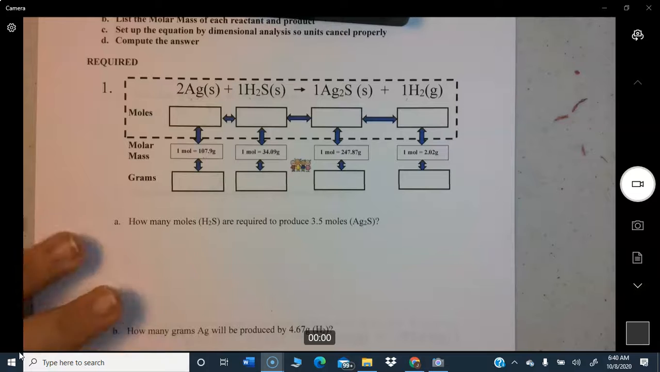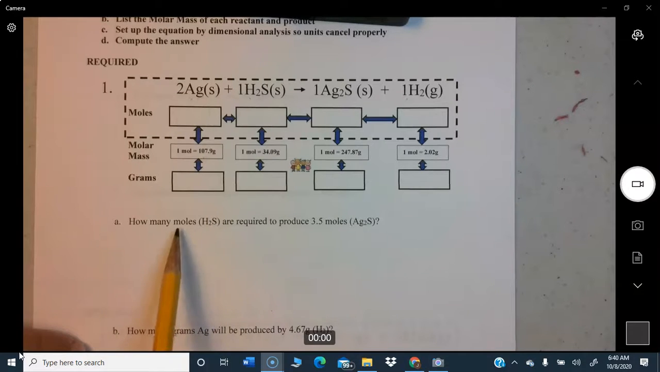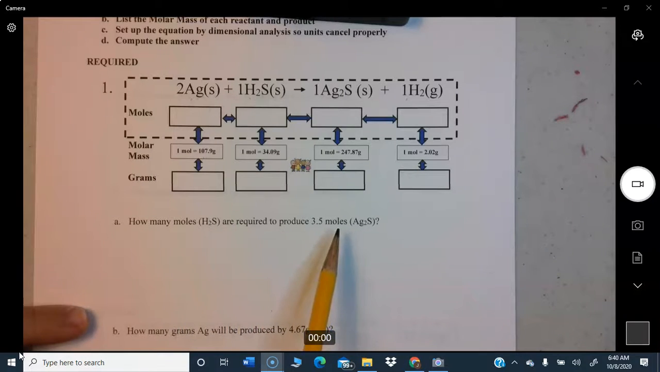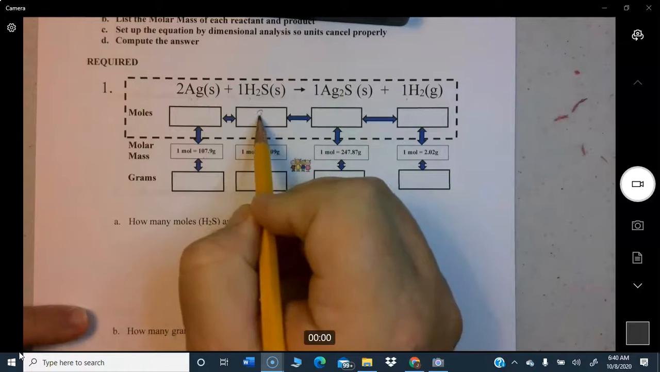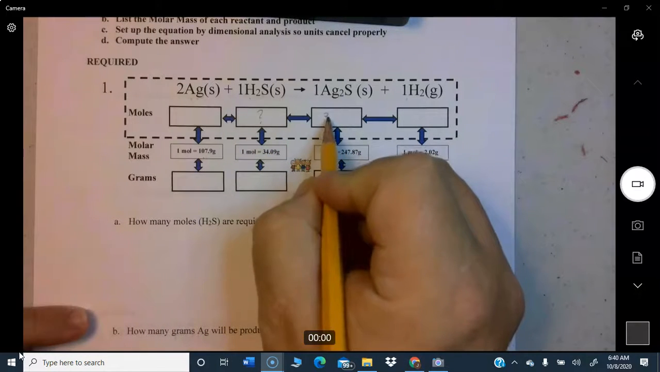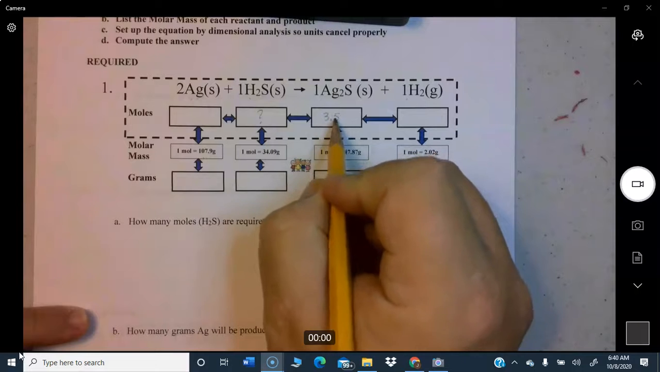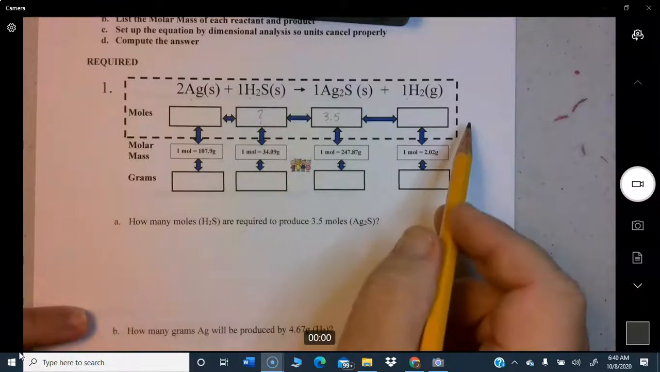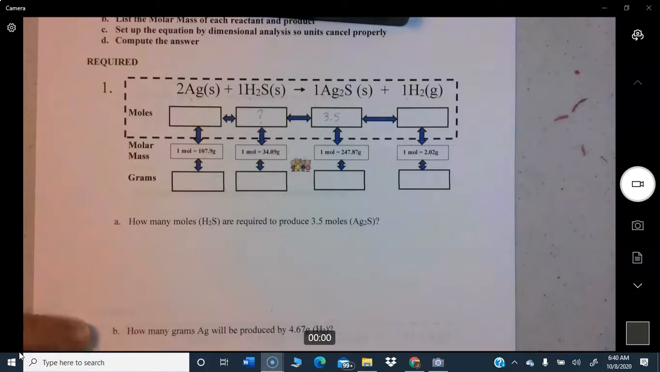What I do want to see you do is solve these problems exactly the way I'm solving them here. No shortcuts. They've got to be solved exactly the way I'm doing it here. All right, so let's get started. How many moles of H2S are required to produce 3.5 moles of Ag2S? So you want to know how many moles. The question mark is how many moles of H2S required to produce 3.5 moles of Ag2S. I don't have to write unit of measure because this is in moles and this is the substance. That tells me the substance.